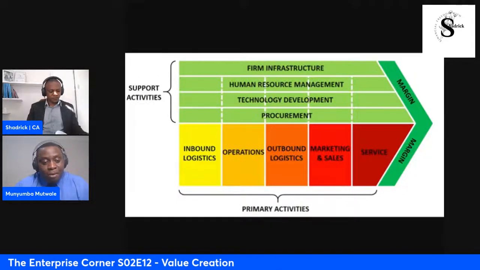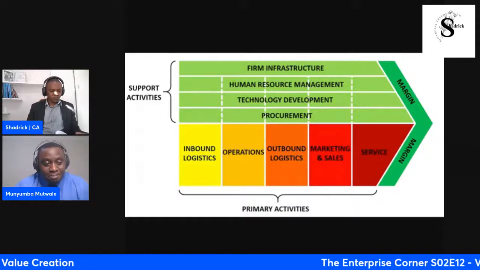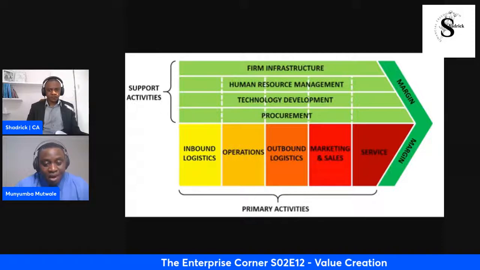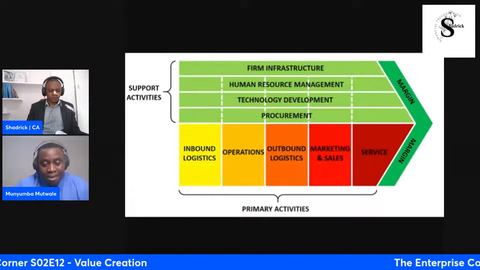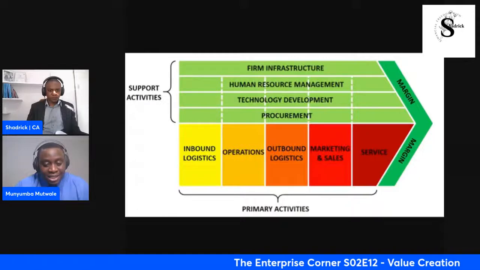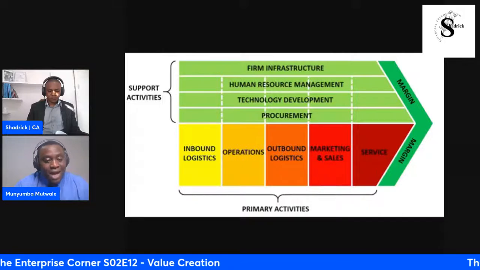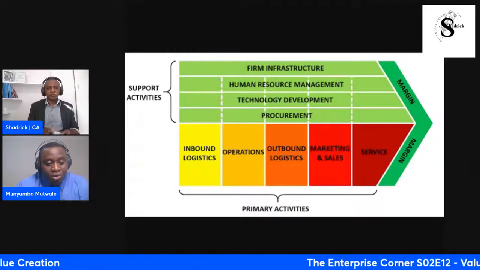Now, for the purpose of today's conversation, we're going to focus on the bottom part of the value chain, where it's in yellow, orange, and red. That part is called primary activities. It's made up of five components. I've given it a bit of a different name just so that you can remember it, and I call them the five S's.